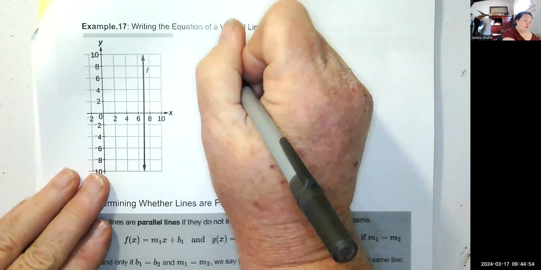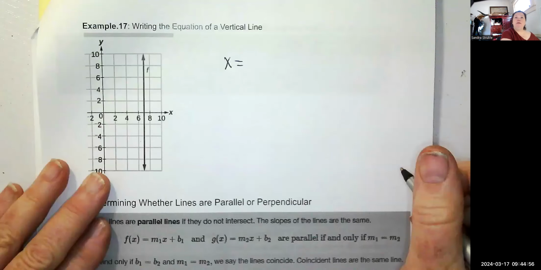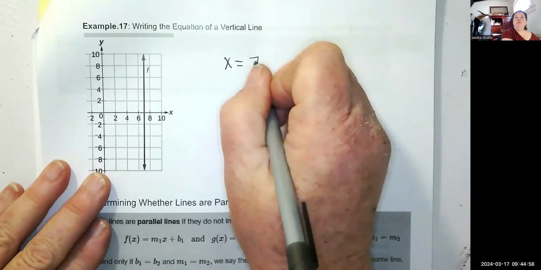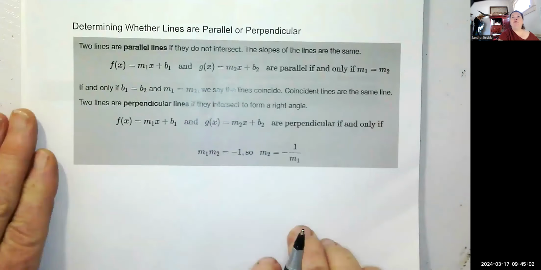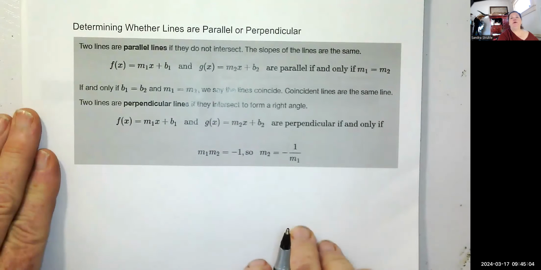Writing an equation for a vertical line. It's just x equals whatever the x-intercept is. And in this case, it is 7. And that's it.